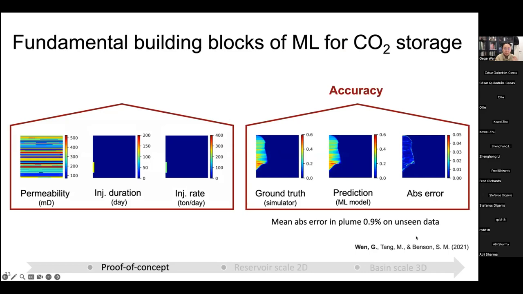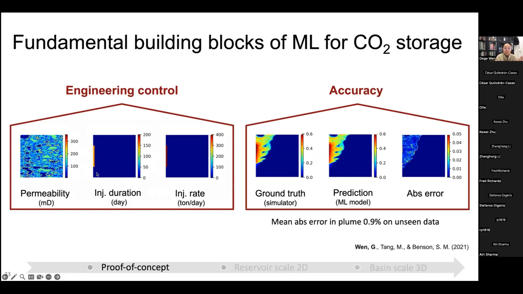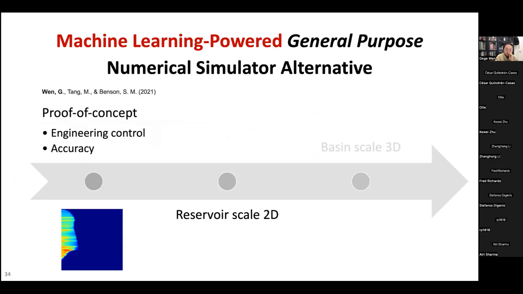And we also established something really important with this work, that we were able to put engineering control into the system. And by that, we mean the perforation interval and also the rate that we are injecting into the reservoir. So with this, it really motivated us to train a more general purpose tool that we can add engineering control into. So with that proof of concept, we then moved on to a reservoir scale 2D problem that is much more realistic.